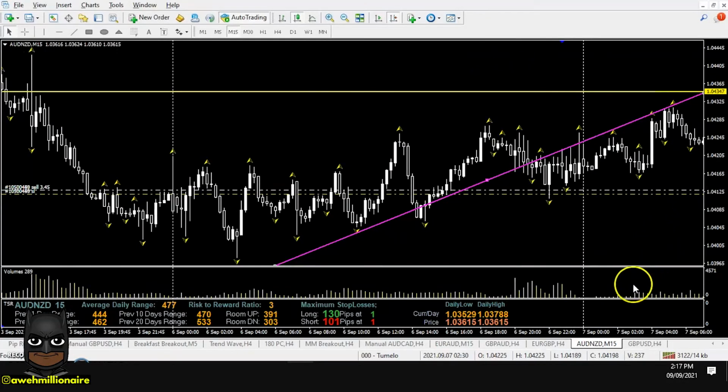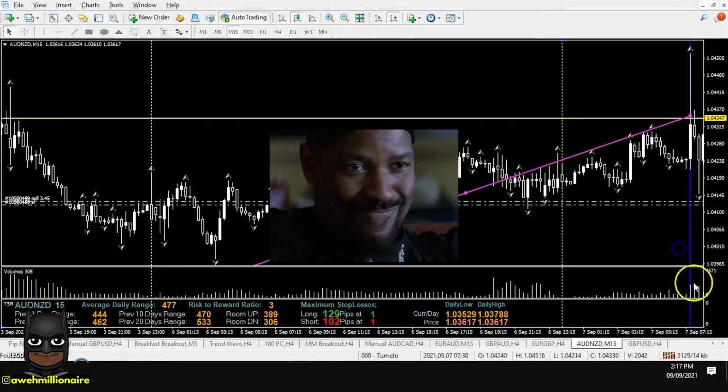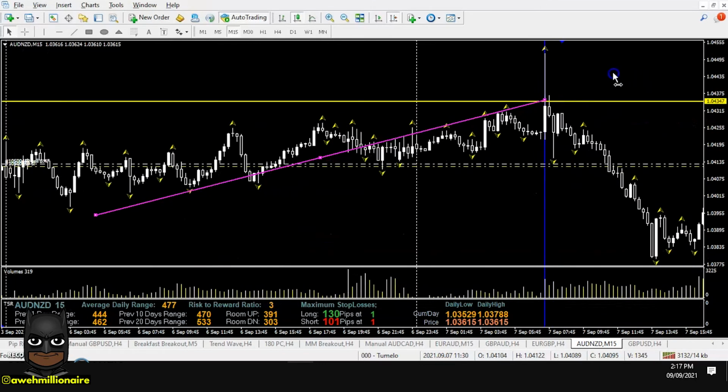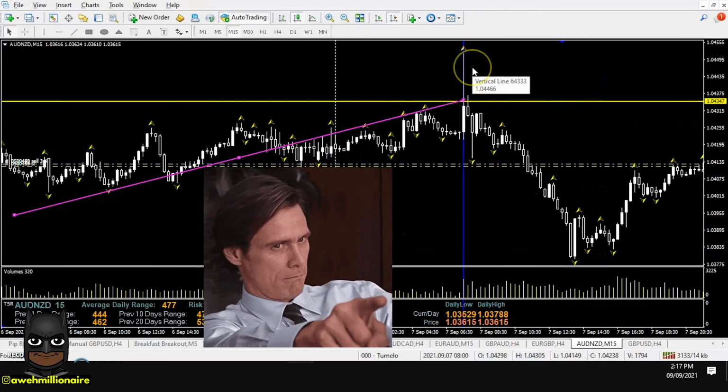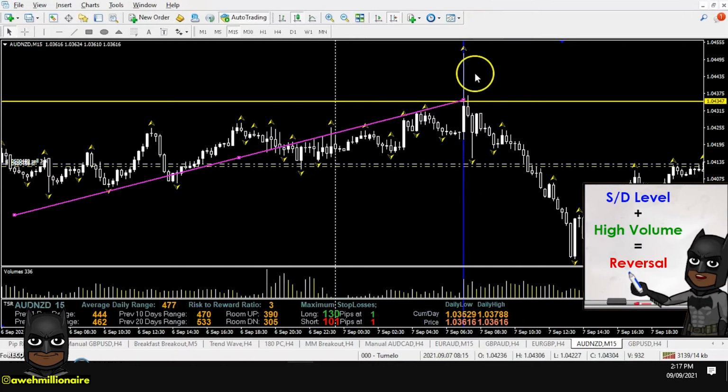If we look at the volume indicator at the bottom, we can see we had normal low volume, and then as price came up to test this level, boom, we had a big high volume spike. This was our indicator to show us that the smart money is stepping into the market. So take note: whenever price comes and tests a supply level with high volume, there's a high probability that price is highly likely to reverse at that level.